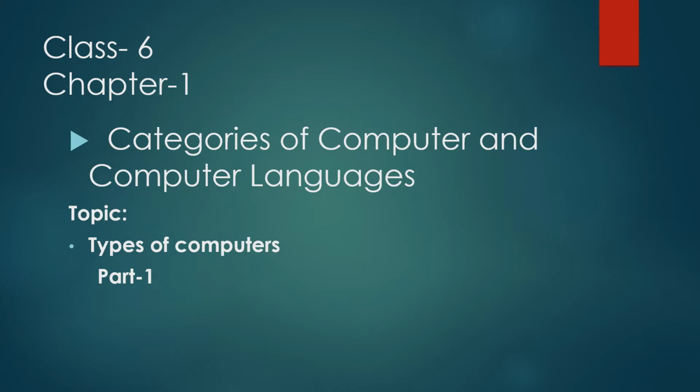So, today we are going to study categories of computer and computer languages, that is chapter 1. Basically, I have divided this chapter into two parts. In the first part, we will be studying types of computer, and in the second part, we will be studying programming languages and its types, and language processor and its types. Alright, so let's start the topic.